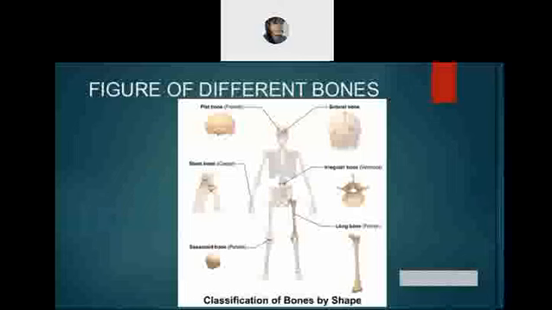Next is irregular bones. Irregular bone is this part, in your vertebra. It's here in your hip part. Next is long bone. This is your long bone. Long bone, mostly you will find in your femur. Which is the longest bone in your body? Femur.